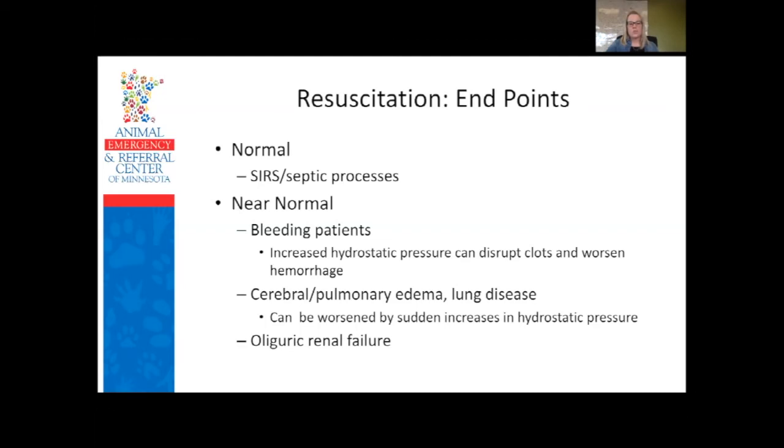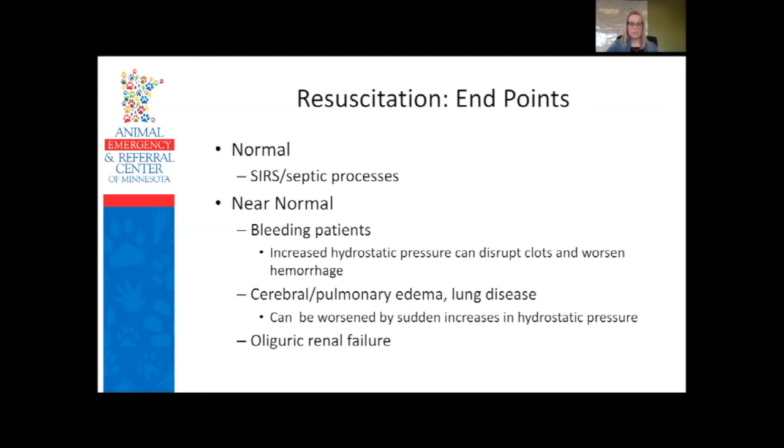So the first group of patients that would probably benefit from near normal resuscitation are those patients who are bleeding. Because if you're giving them large volumes of fluids to get them back to normal, you're increasing that hydrostatic pressure in their vessels very quickly and potentially very extensively. And this increased hydrostatic pressure can disrupt the clots and it can actually lead to worsened hemorrhage.